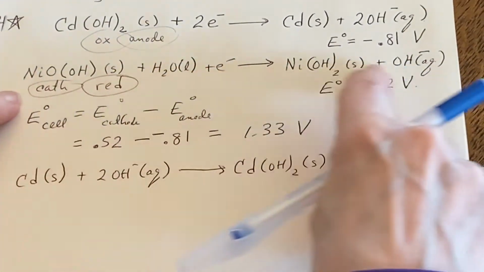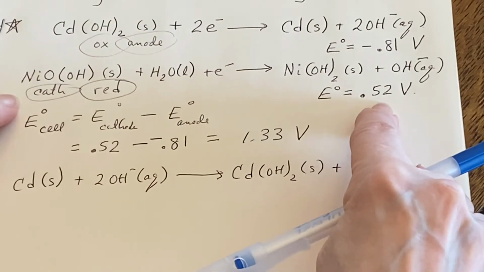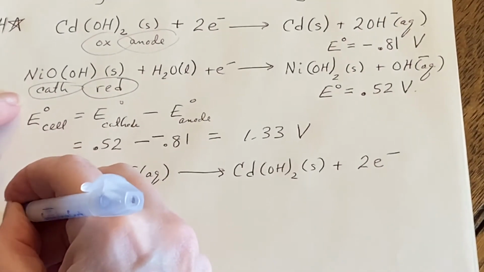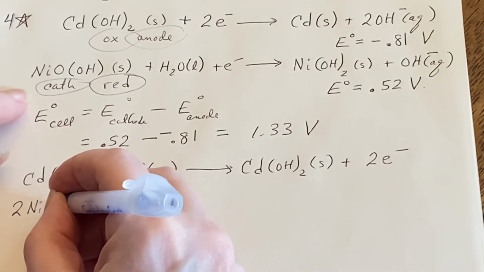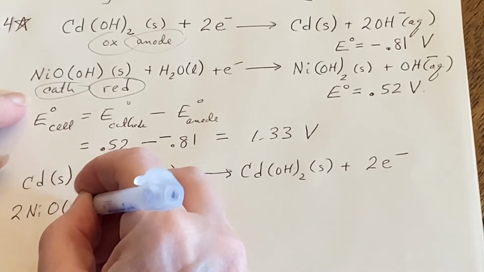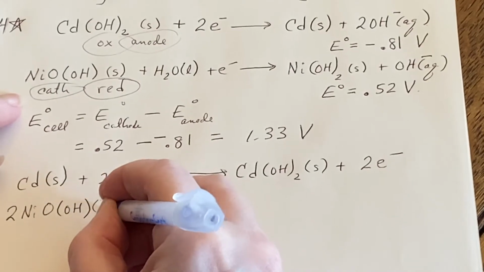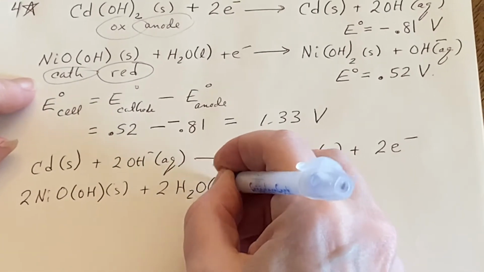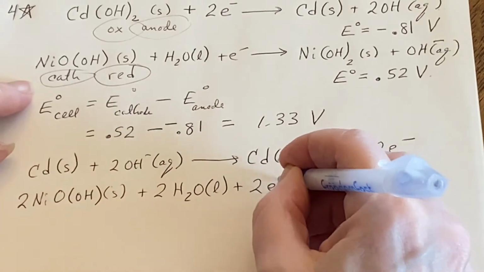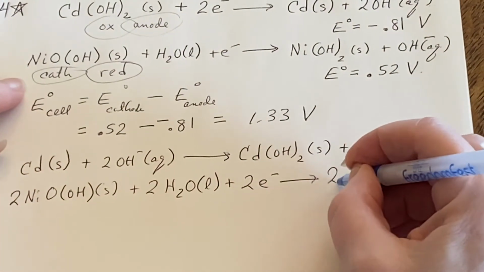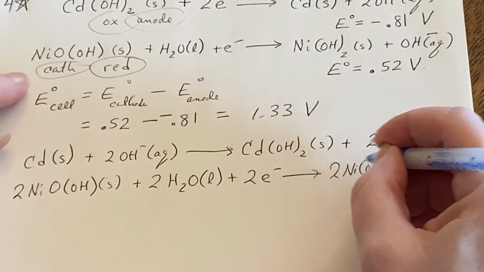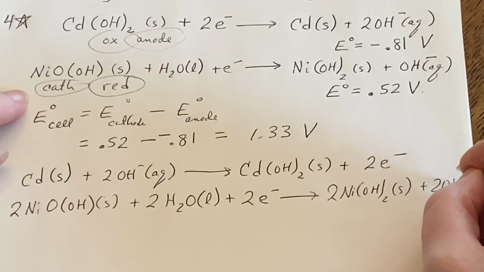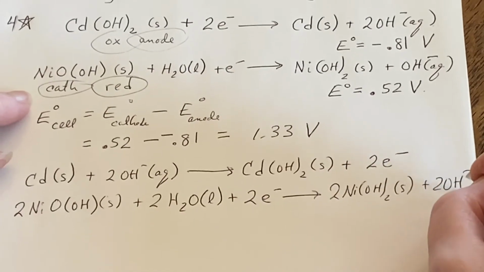So I'm going to need to double all of this. Remember, this is doubling how much? It's not doubling this voltage. So I'm going to double this. I'm going to have 2 of this nickel compound, and 2 waters, and 2 electrons. And then it will become 2 of the nickel hydroxide and 2 of the OH minus aqueous.